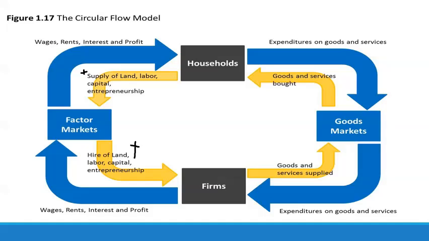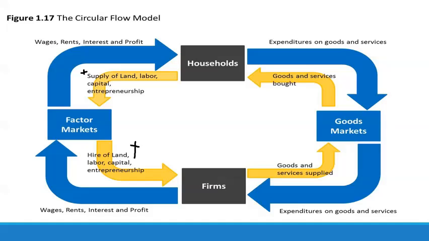Firms take those factors and they produce goods and services, of course. So the firms are taking these factors of production, they produce goods and services out of them, and then they're sold at the goods markets. Well, think about goods markets. Walmart, Target, Best Buy. These are goods markets. In other words, Walmart and other places are simply middlemen. Those are the places in which goods and services are sold.